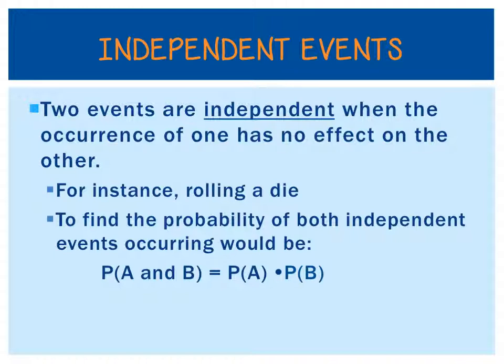So if they are independent, which would be like rolling a die, generating a random number, flipping a coin, all those, once you do it once, it's not going to affect the second time, then you find the probability of both independent events occurring by multiplying their probabilities. So now it's and. Before it was or, now it's and. So or is addition, and is multiplication.